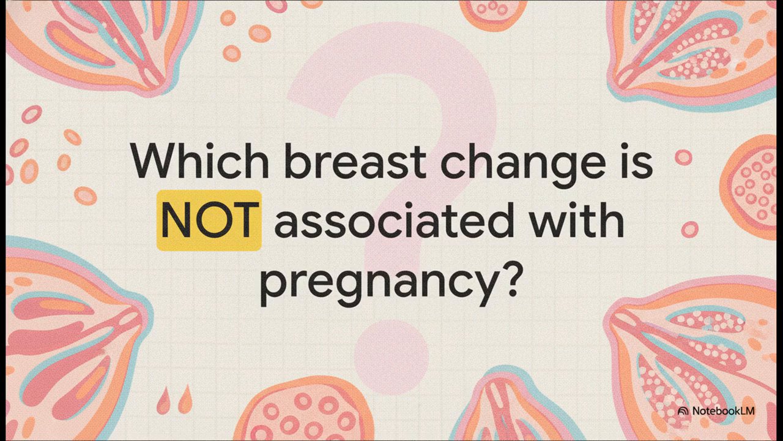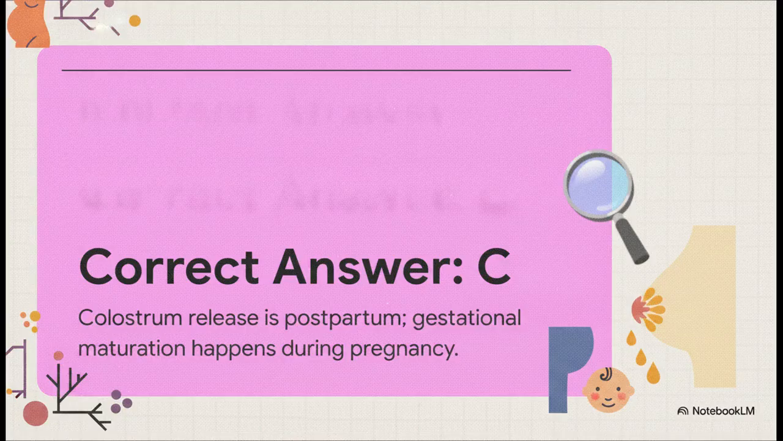Question 1. Which of the following physiologic changes in the breast is not associated with pregnancy? Is it A. Accumulation of lymphocytes, plasma cells, and eosinophils, B. Enlargement of breast alveoli, C. Release of colostrum, or D. Accumulation of secretory products in minor duct lumina? If you went with C, you nailed it.